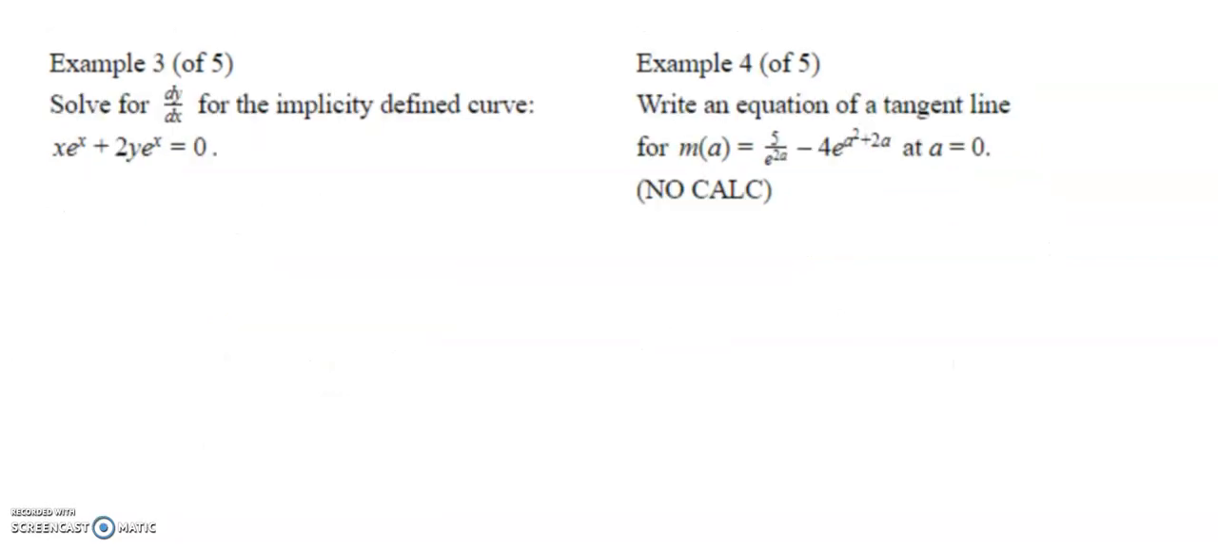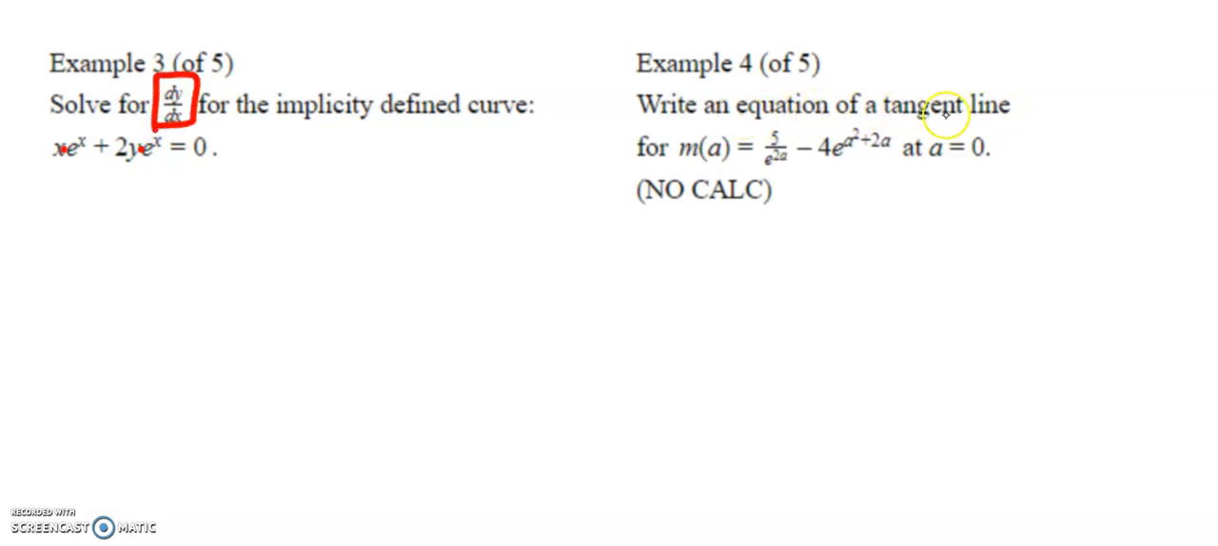All right, example 3 and example 4. Example 3 says solve for dy/dx, an implicitly defined curve. So we're going to need a product rule between these two and a product rule between these two, and then we're going to isolate the dy/dx.